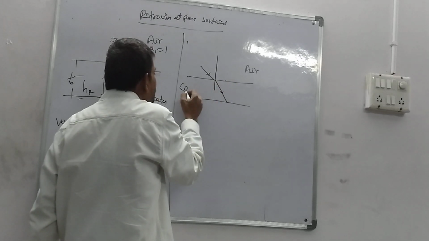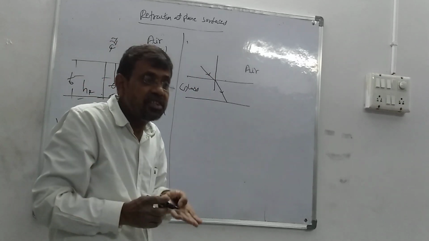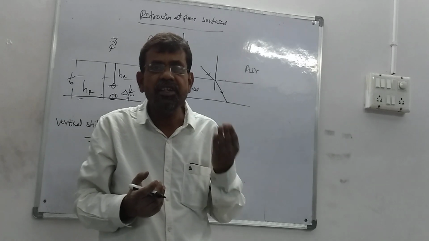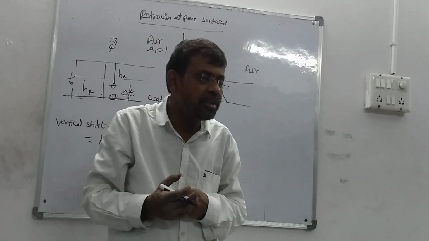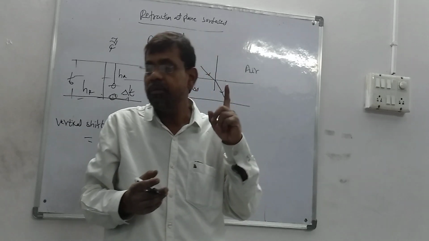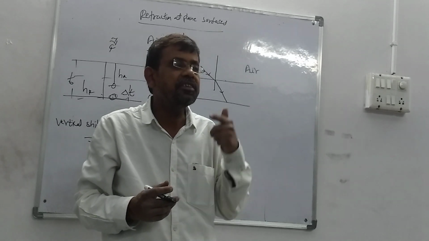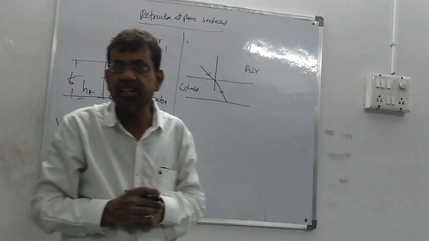This is the glass. So in the glass state, only when the medium changes does refraction occur. Remember this. When the medium changes, then only refraction is created. Along the normal, if any beam of light is going, no refraction. What are the no refraction conditions? Beam of light traveling in the same medium, no refraction. Beam of light traveling along the normal, no refraction. These are the two conditions for no refraction.